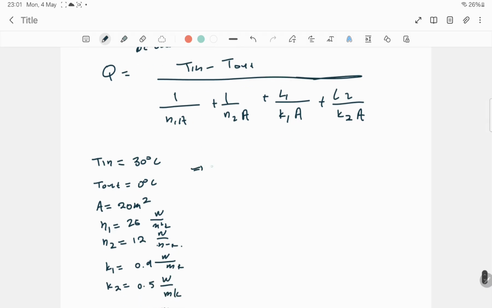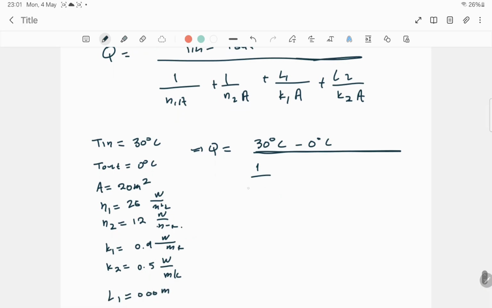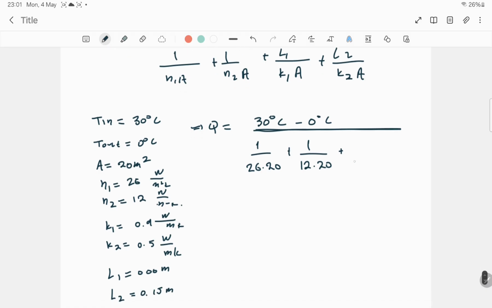and it's going to be a function of all these parameters. So Q is going to be T in minus T out, so 30 Celsius degrees minus 0 Celsius degrees over, and then you have these terms in the denominator, 1 over h1 times A, so 26 times the surface area of the wall, which is 20, plus 1 over h2 times 20, plus L1, 0.06 over kappa 1 times the surface area, A, which is times 20, plus L2, the thickness L2, 0.15, over kappa 2 times the surface area, 0.5 times 20.